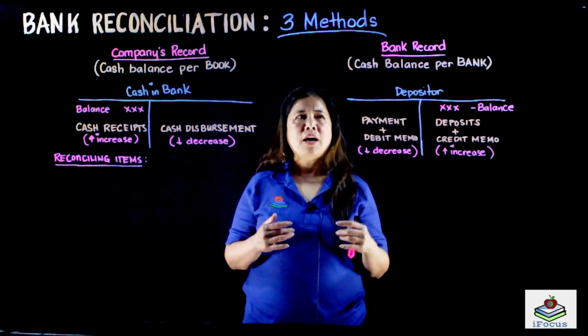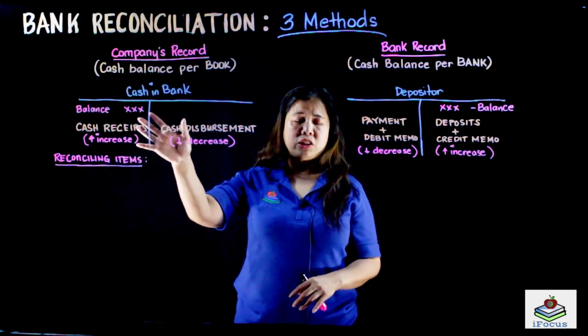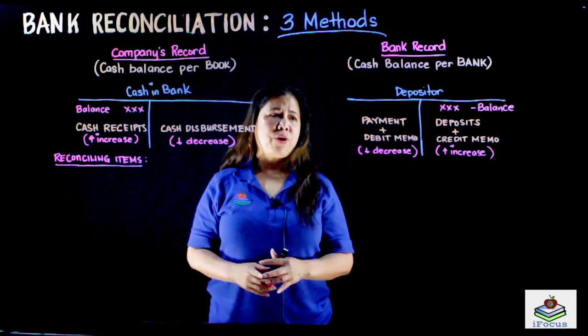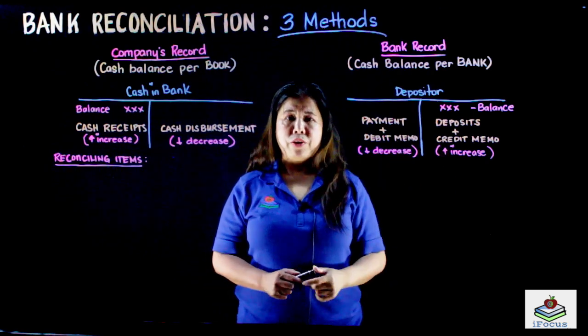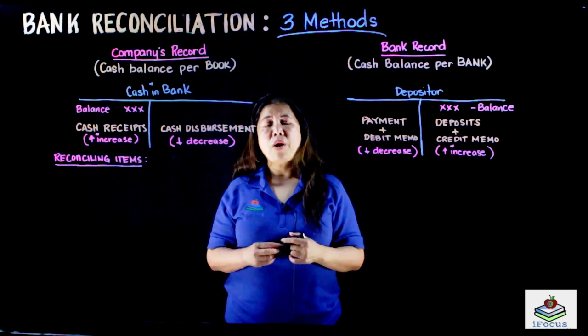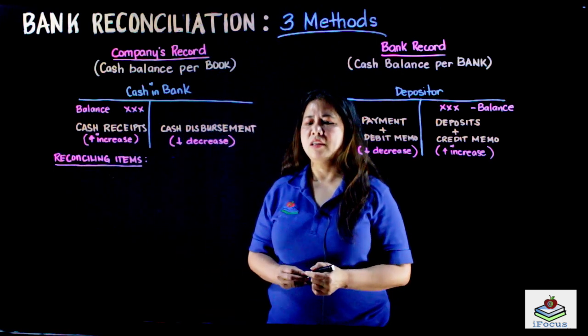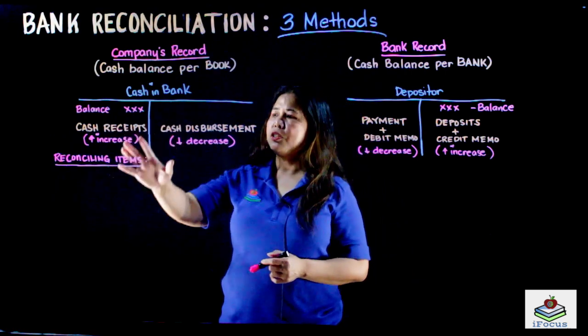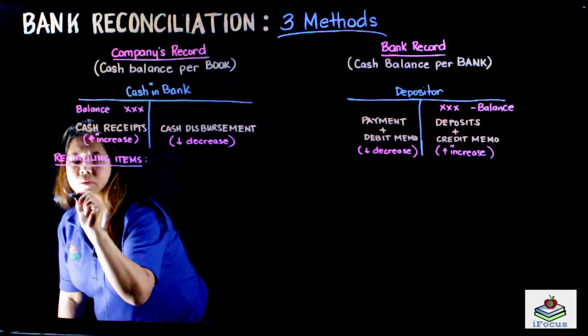So, ito yung mga kung paano nag-i-increase or decrease ang cash in bank on the company's record and the depositor's account on the bank's record. Ano naman ngayon ang mga reconciling item natin? Ang mga reconciling item natin on the company's record are the debit memos and the credit memos.